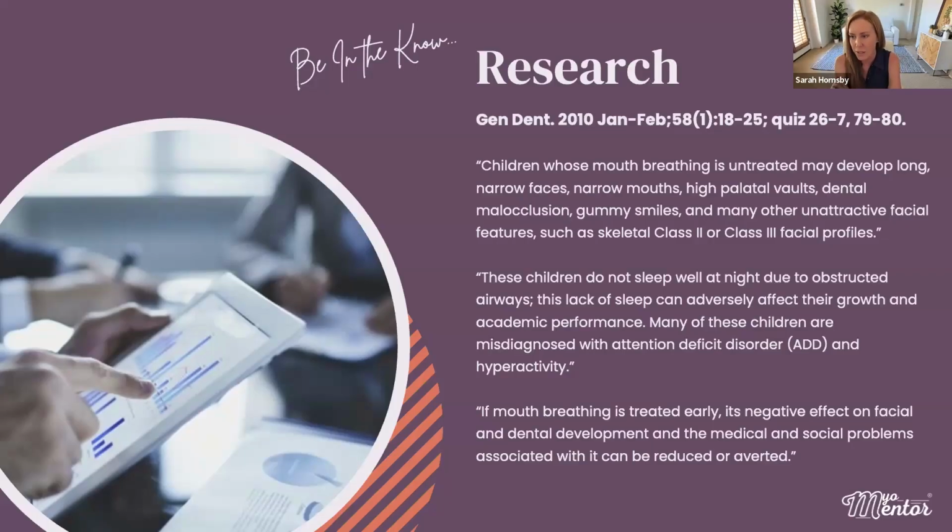Children whose mouth breathing is untreated may develop long, narrow faces, narrow mouths, high palatal vaults, dental malocclusion, gummy smiles, and many other unattractive facial features, such as skeletal class 2 or class 3 facial profiles. That's an overbite or underbite. These children do not sleep well at night due to obstructed airways. This lack of sleep can adversely affect their growth and academic performance. Many of these children are misdiagnosed with attention deficit disorder, ADD, and hyperactivity. If mouth breathing is treated early, its negative effect on facial and dental development and the medical and social problems associated with it can be reduced or averted.